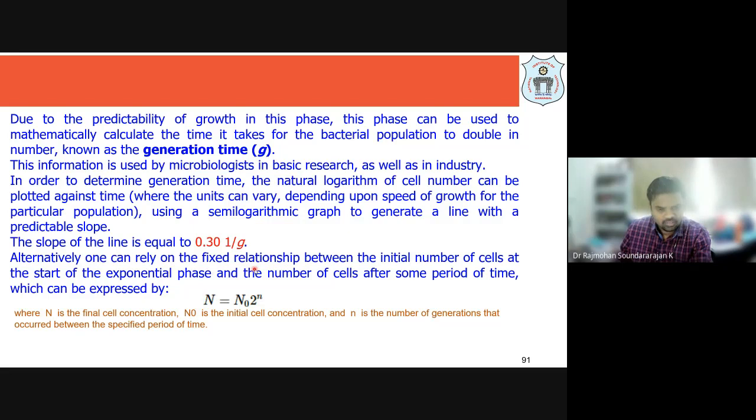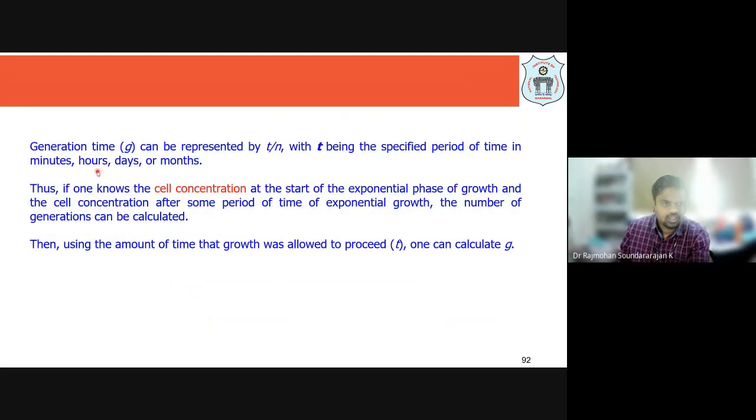Alternatively, one can rely on the fixed relationship between the initial number and the time: at any time t, what is the number of cells. So we can make use of this equation too. Okay, so this rule of thumb can be used: N equals N naught into 2 power n, where N is the final concentration, N naught is the initial cell concentration, and in 2 power small n, n is the number of generations that has occurred between a specific period of time. Okay. So we can make use of this formula.